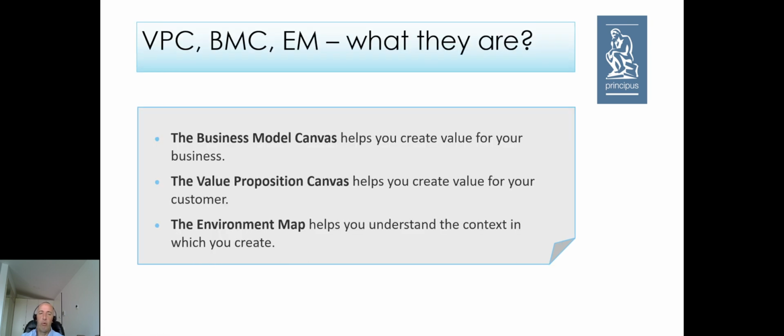There are free support tools you can use to develop better understanding of your own offer or customer environment. They are Business Model Canvas, the Value Proposition Canvas, and the Environment Map. The Business Model Canvas helps you create value for your business and also can help you understand your customer value creation process better. The Value Proposition Canvas helps you create value for your customer. And the Environment Map helps you understand the context in which you create and your customer business environment better.